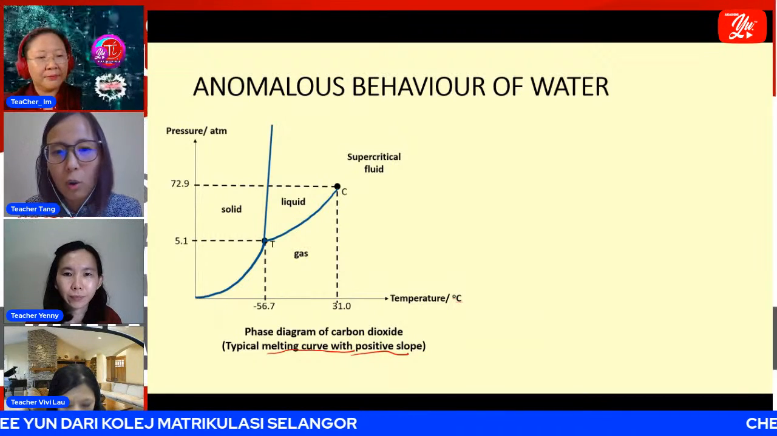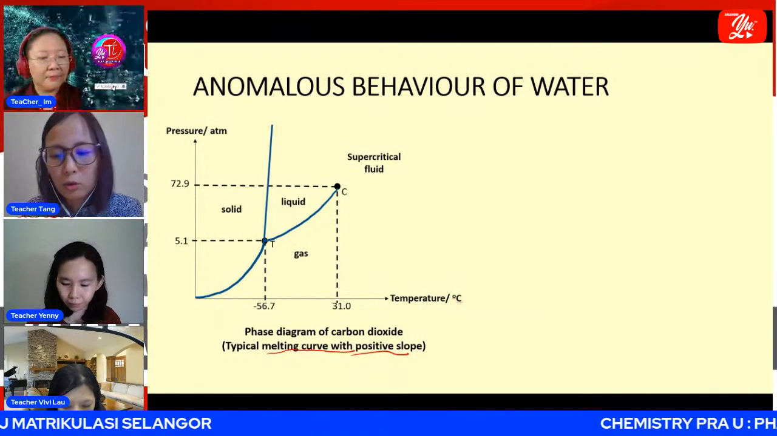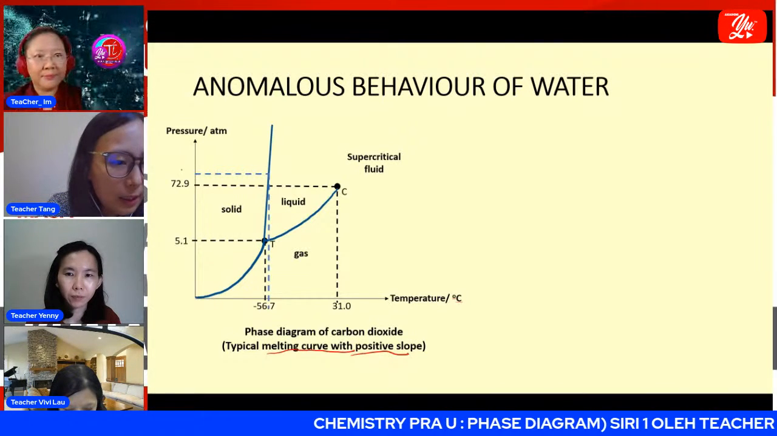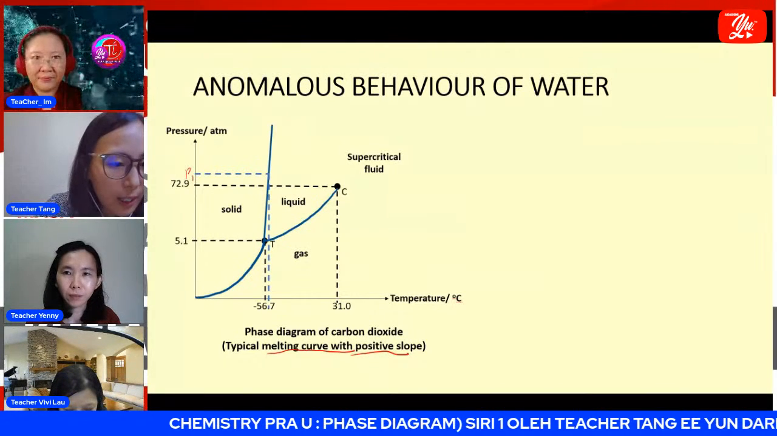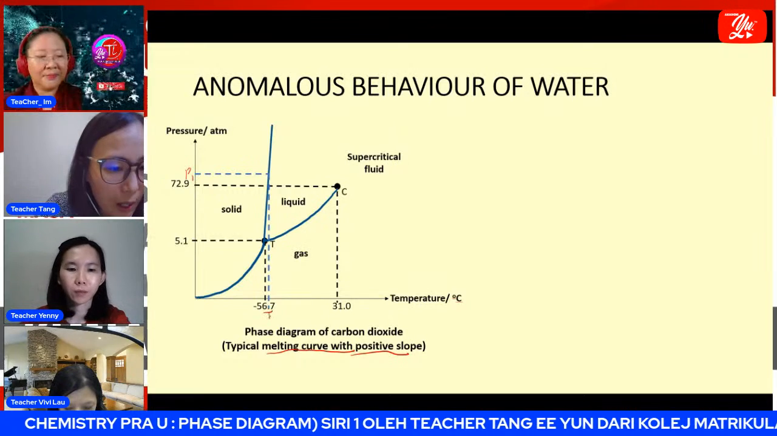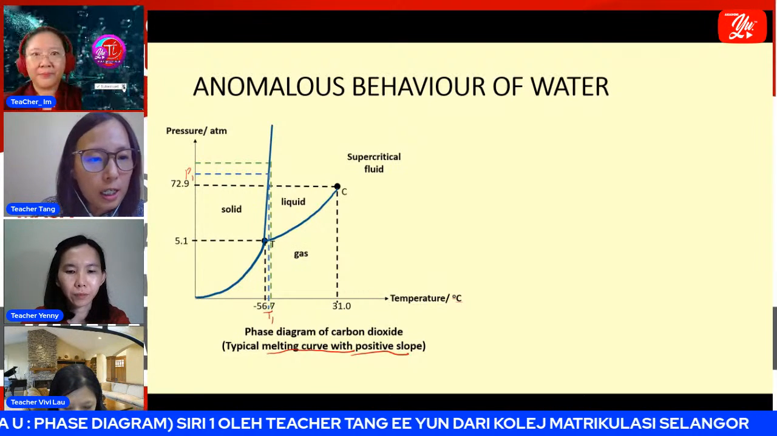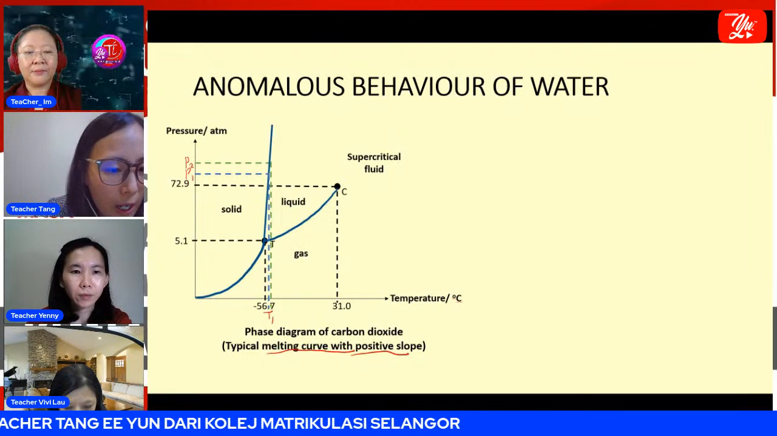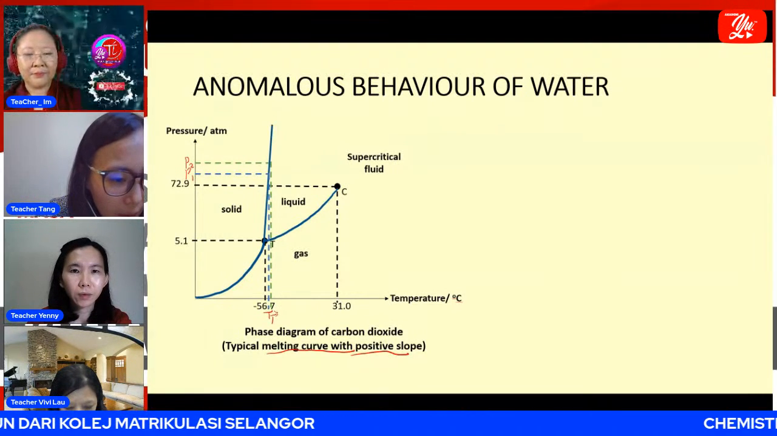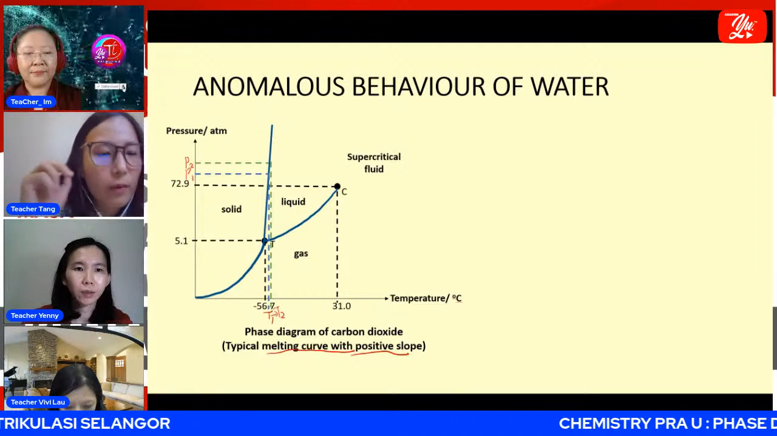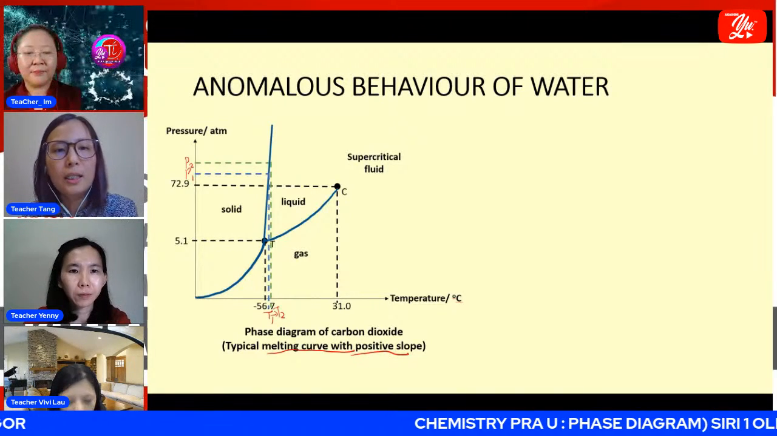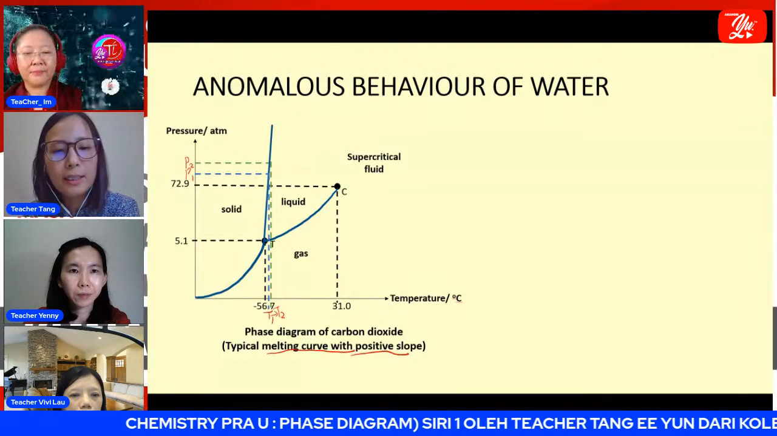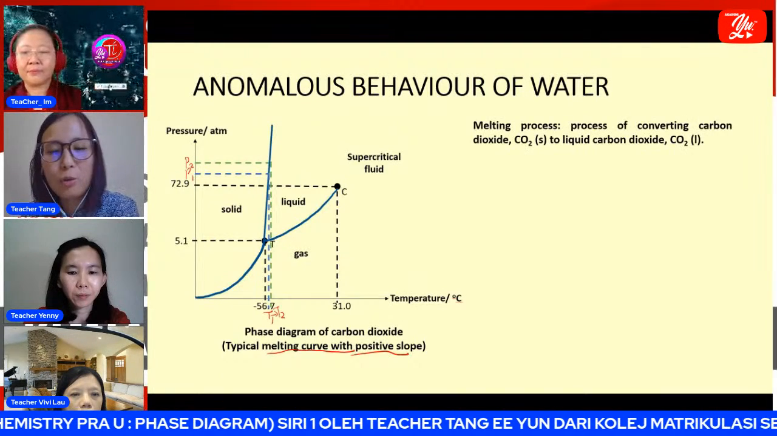Okay, so why? First we must see. Assume this is pressure P1 and this is temperature T1. When pressure increases to P2, the green line is P2, can you see that the melting point increases to T2? Okay, so this is the normal behavior of a substance. When the pressure increases, the melting point increases.